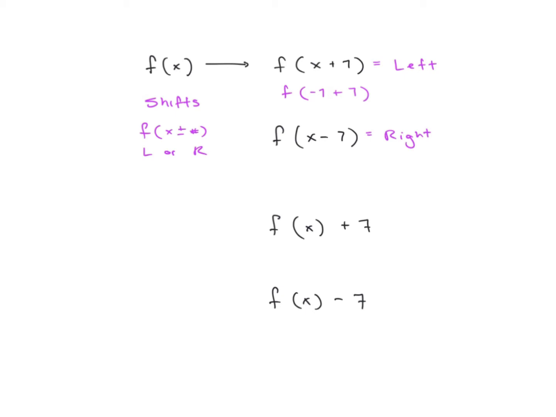Now, if you're adding to the function outside of your input, meaning you get an output and you add 7 to it after you put in your x, this is a shift up or down. If you're adding or subtracting a number outside, here we have an upshift, and here we have a downshift. Some simple rules. This is the easier of the transformations: just left, right, up, or down.